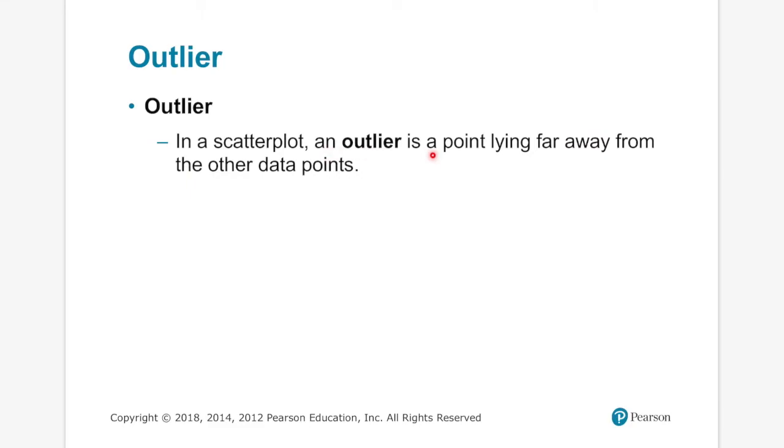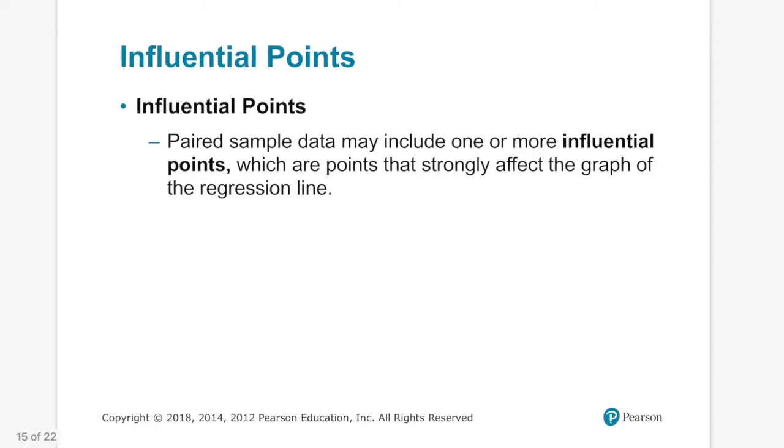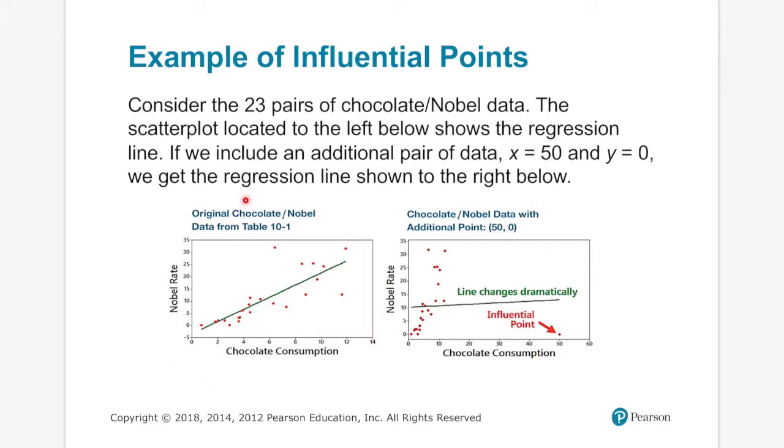In a scatter plot, an outlier is a point lying far away from the other data points. Paired sample data may include one or more influential points, which are points that strongly affect the graph of the regression line. For example, this is the original data from the chocolate and Nobel problem. There's no outlier, there's no influential point.